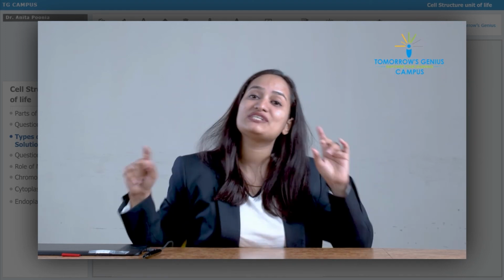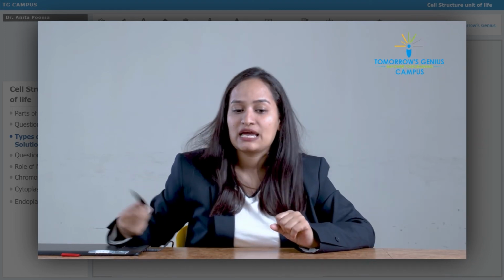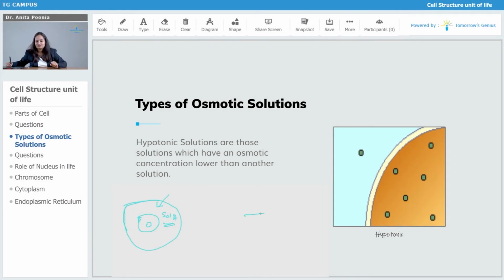For instance, if you happen to take a plant cell, what does a plant cell have? A plant cell has a cell wall. So if you keep a plant cell in the solution, water will get inside the plant cell. The plant cell will also swell, but because of the cell wall, it will just become turgid, but it's not going to burst. So this is an absolute example of a hypotonic solution.